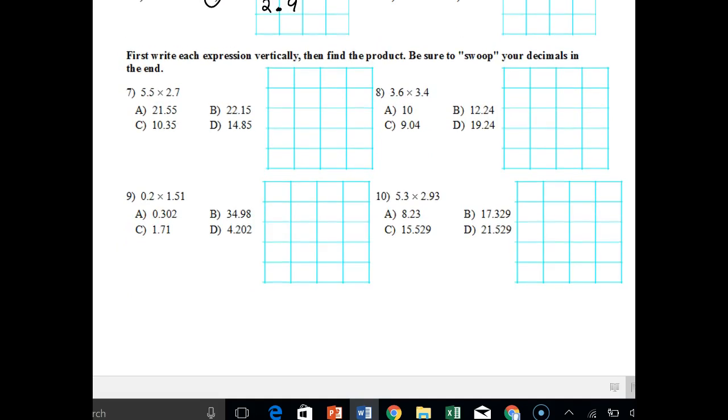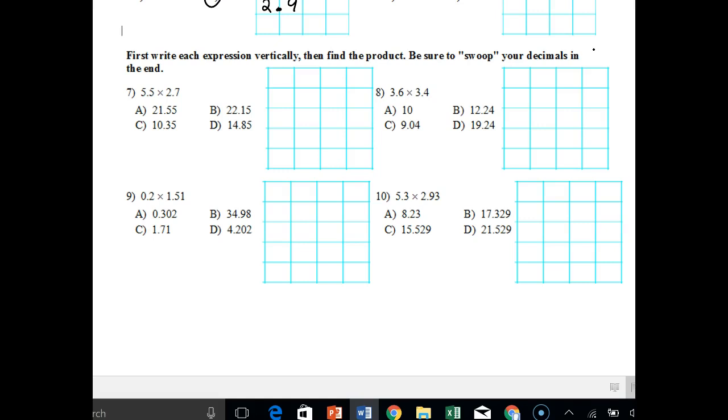Next section. First, rewrite expression vertically, then find the product. Be sure to swoop your decimals in the end. So when multiplying decimals, you don't have to line up the decimals. Sometimes they may line up, that's fine. But you do have to count how many decimals or numbers behind decimals that you have, so you can swoop that many times in the end.